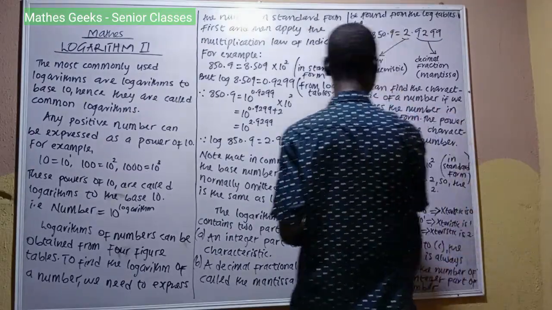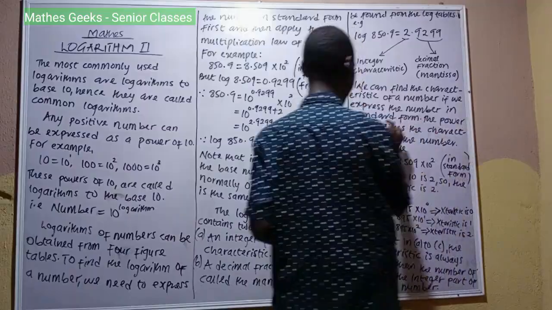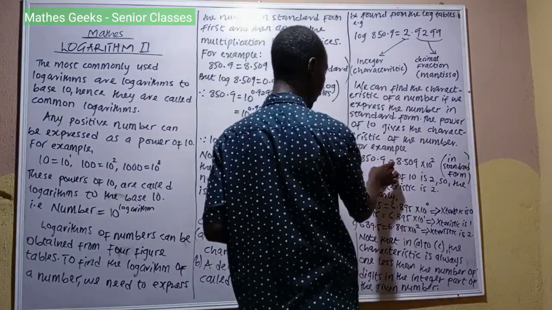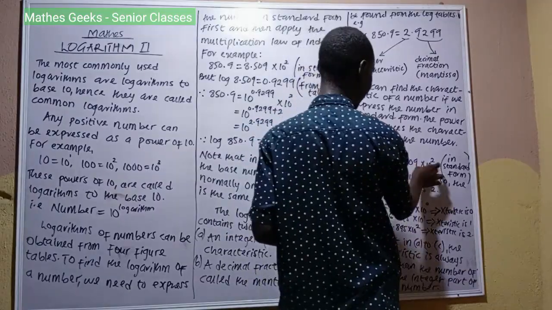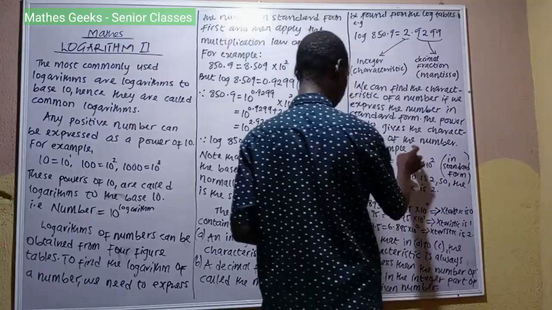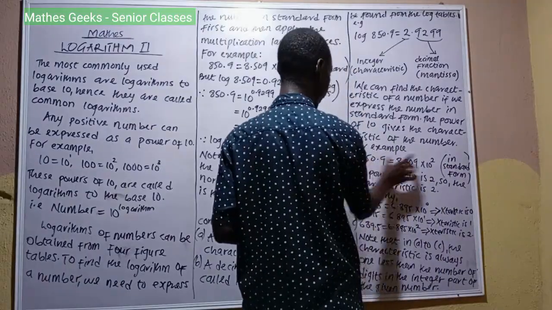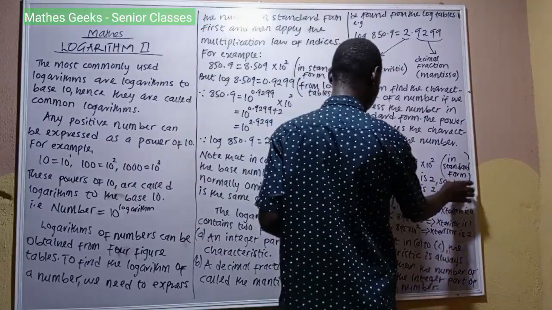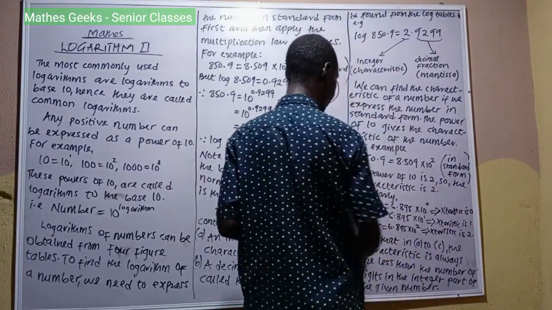So the power of 10 gives the characteristic of the number. For example, 850.9 is equal to 8.509 times 10 raised to the power 2. This is in standard form. What we have done here is express this number in standard form. So the power of 10 is 2, so the characteristic is 2.